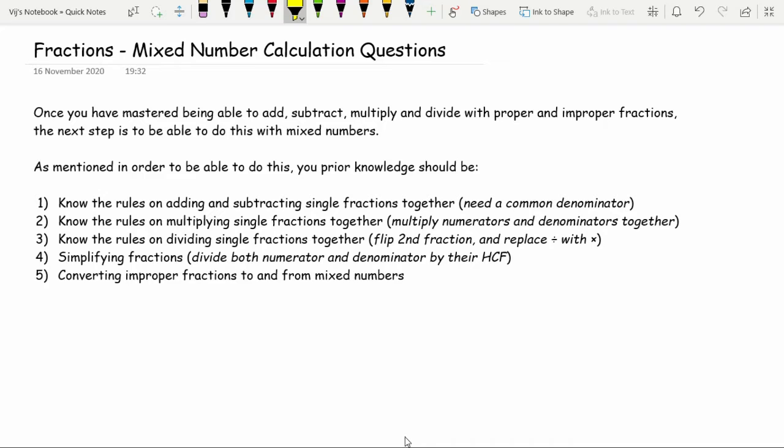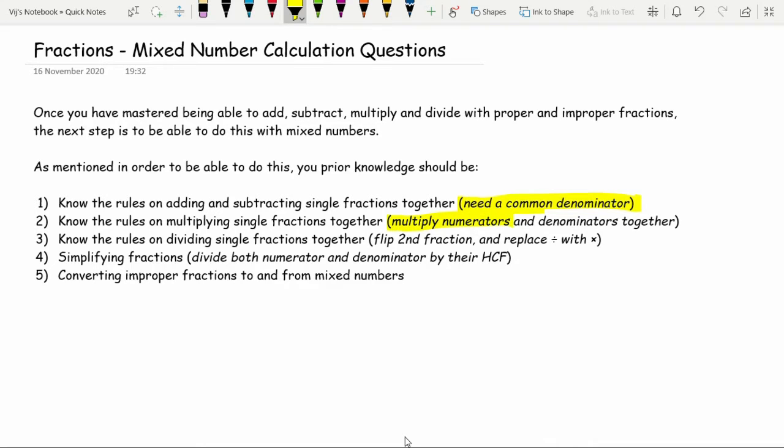So the rules of adding and subtracting fractions, well, the main rule is that you need a common denominator. So if your denominator is not the same, then you need to go out of your way to do that, and that's the only operator. When I say operator, I mean add, subtract, multiply and divide, that you need to have a common denominator.